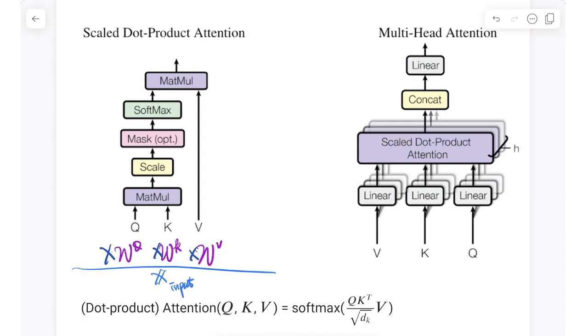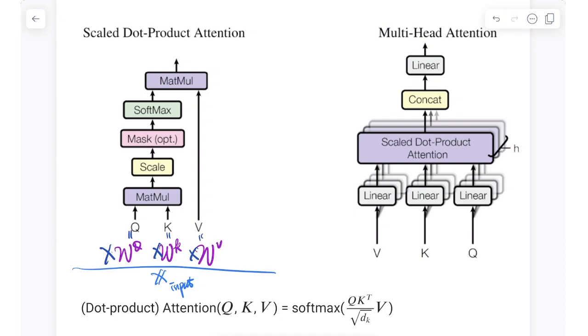So what is attention? After we have such transformation, we have three values: Q, K, and V. They are query, key, and value. We have three different vectors right here. They are from the input, but they have different transformations: WQ, WK, and WV.